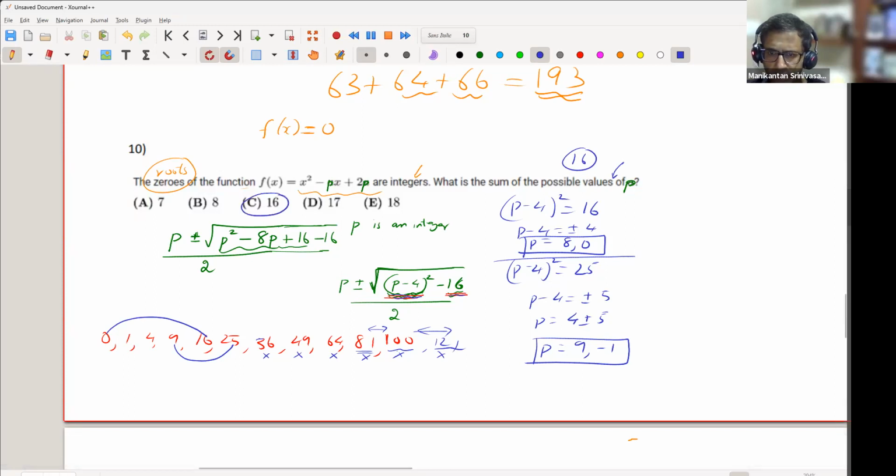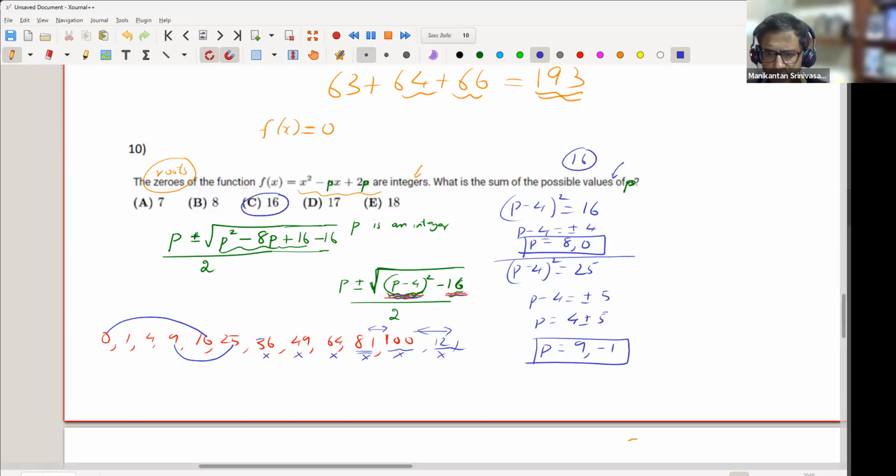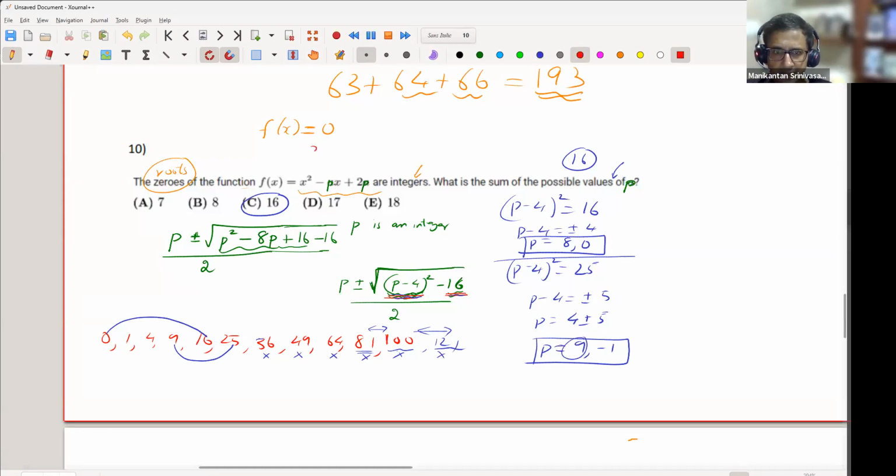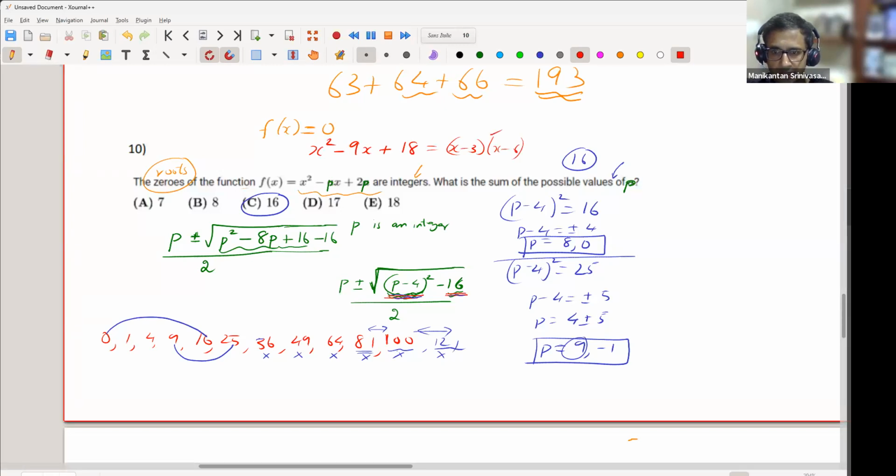Okay. Now let's just try one of them just to convince ourselves. Let's pick one of them. Let's say 9. Let's convince ourselves that we are on the right track. If we pick p as 9, then we get x square minus 9x plus 18. Okay. Does it have integer roots? Yes, because we can see it's factorized. It's x minus 3 times x minus 6. So we're okay. Let's try one other example.